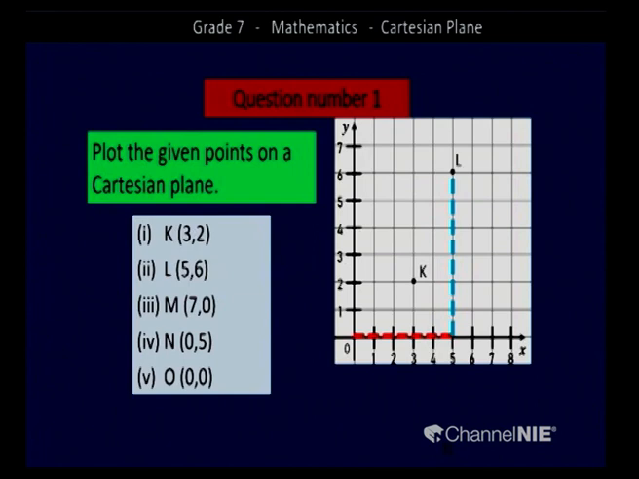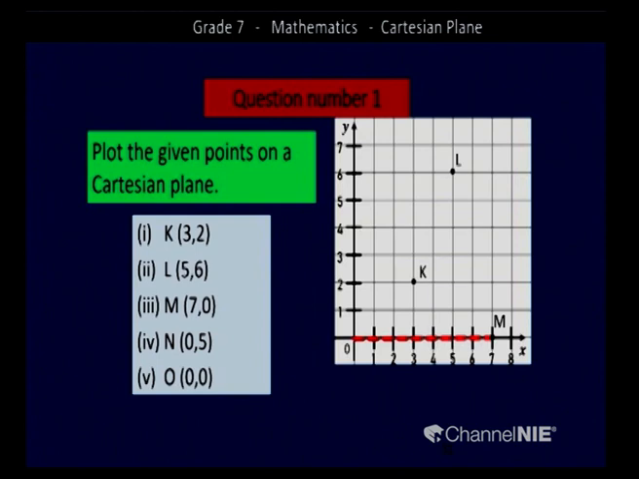Right. Then part 3, that is point M, the coordinates are (7, 0). So, that means I need to move 7 units towards the x axis, then 0 units towards the y axis. You have learned before that when the y coordinate is equal to 0, the point should lie on the x axis. Therefore, we need to mark point M on the x axis. So, I have marked the point here and named it M.